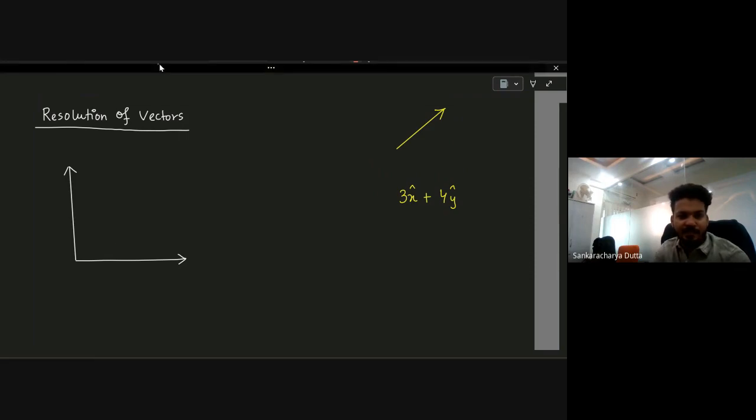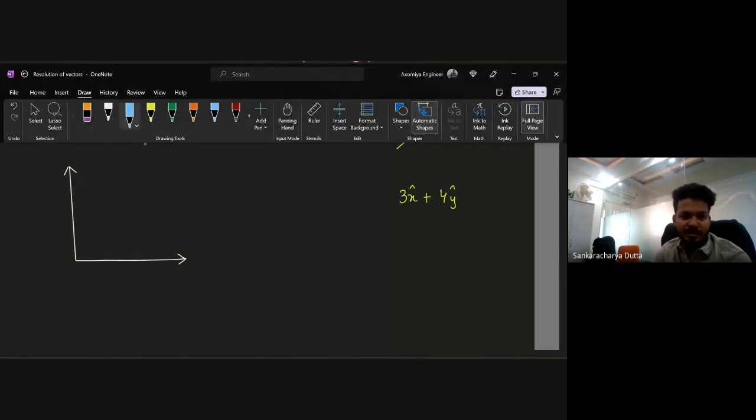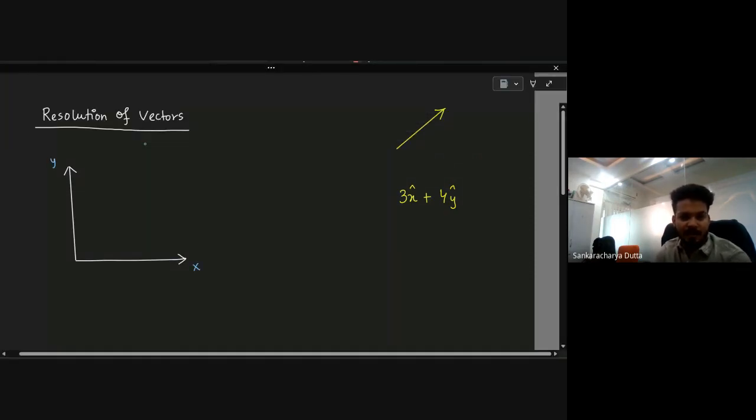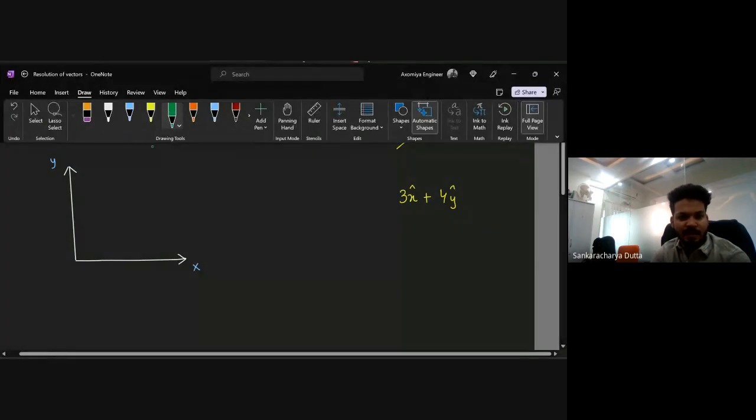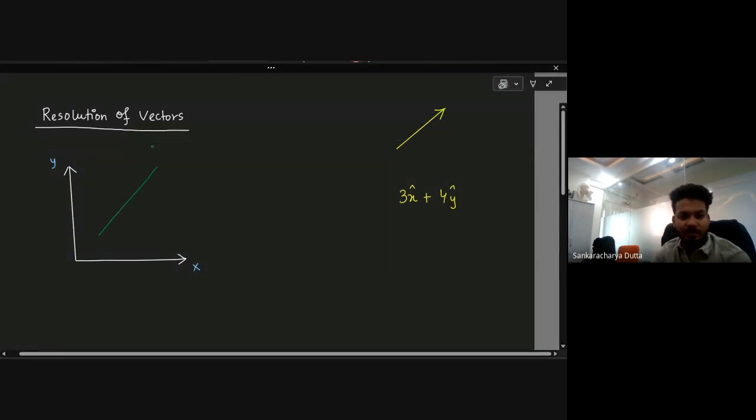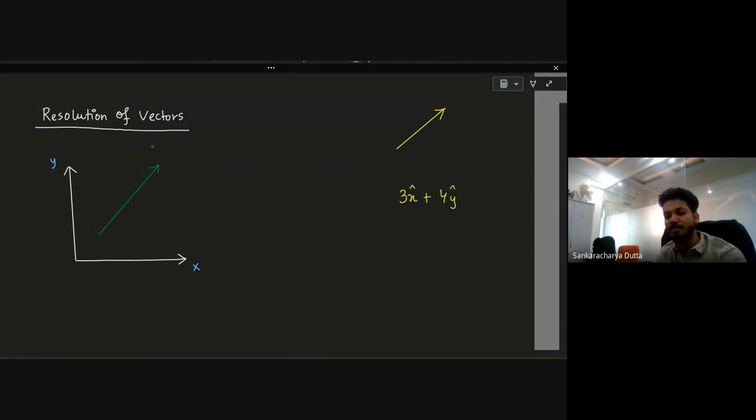So let's say I have the standard coordinate system. This is x, this is y, and I give you a vector quantity like this. This is some vector quantity, maybe force, maybe velocity, maybe any kind of thing. It's a vector quantity, and let's say it makes theta with the positive x-axis direction. So I am making a horizontal line like this, and let's call this angle theta.